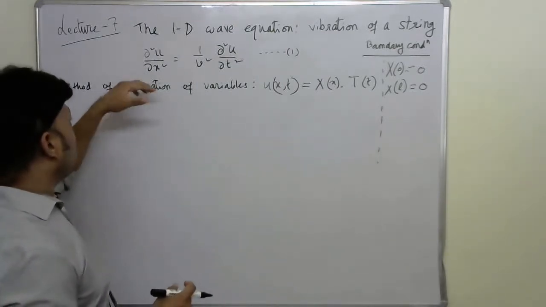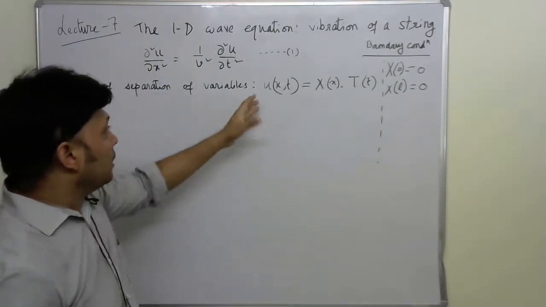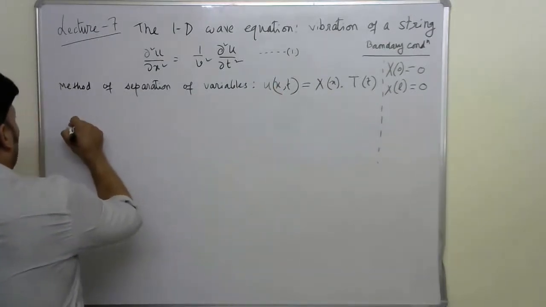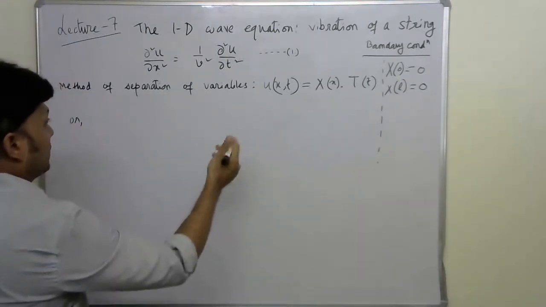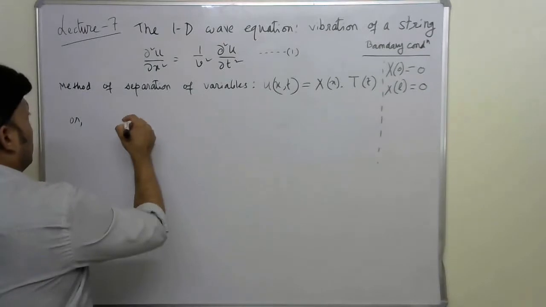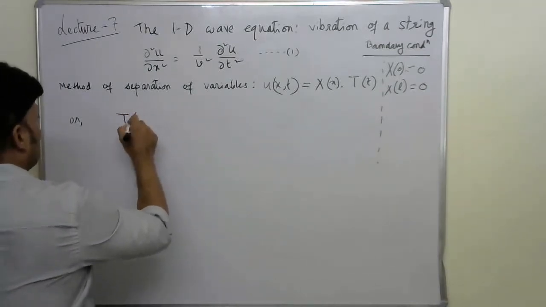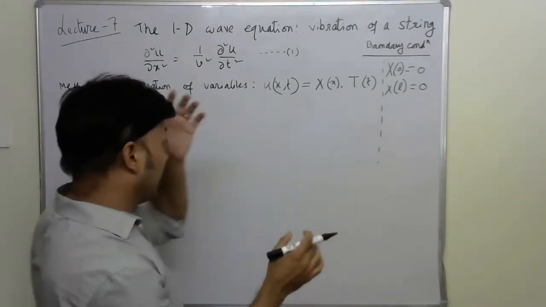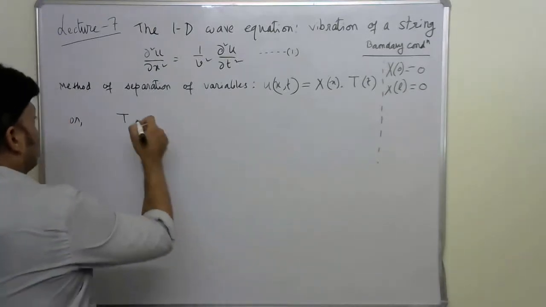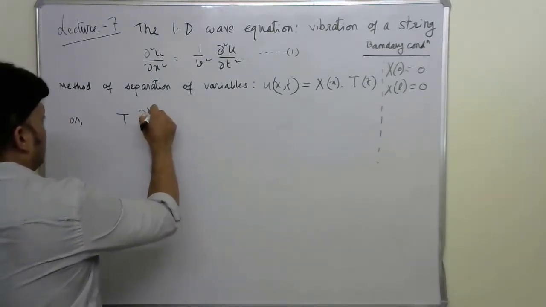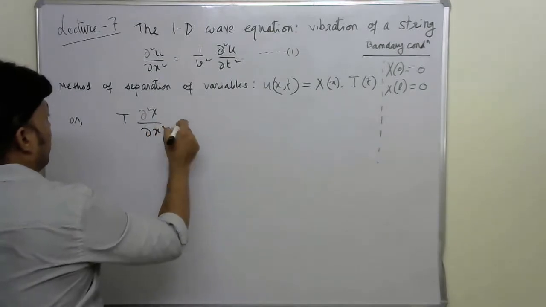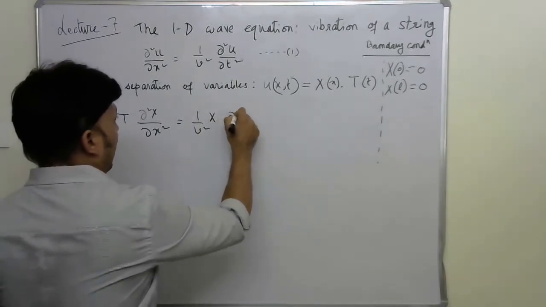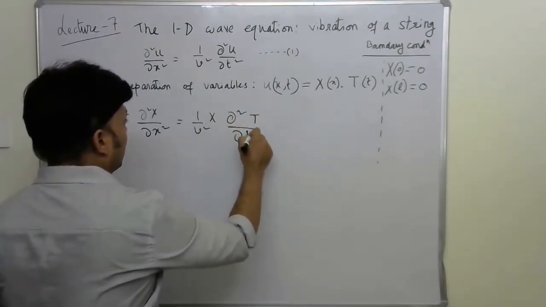Remember, when we apply the partial derivative to such a product, the other part, which is independent of x, behaves as a constant. So by replacing u(x,t) with this function, this part stays constant. Every time I won't be writing x and t within brackets; I will directly write T as the function. So T ∂²X/∂x² is equal to 1 over v² times, now X remains constant, ∂²T/∂t².